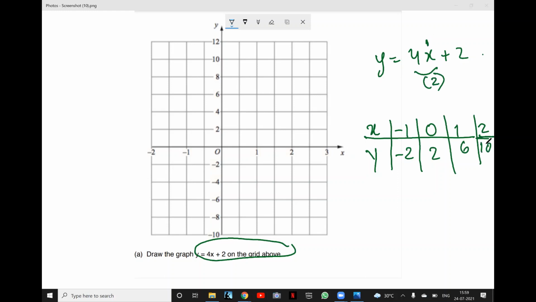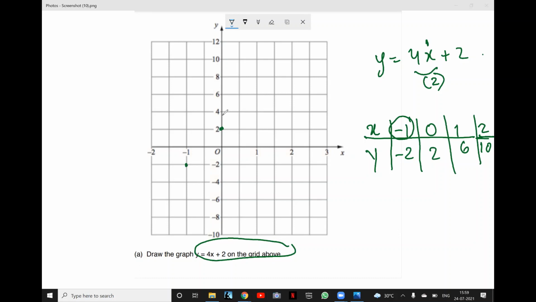Now I will be doing the graphing here. So here, x is -1. I will be taking x as -1 and y as -2 here. Understood? Then when x is 0, y is 2. So this is another part.